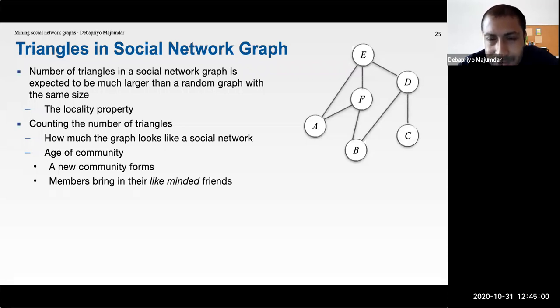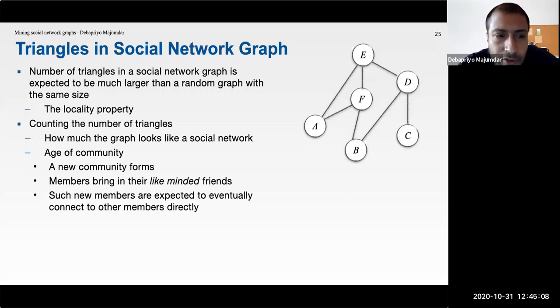Suppose in this case C is a friend of D, so C joins, and then eventually such new members are expected to connect with other members directly like this. And even the already existing members in this community are likely to get to know each other, and become friends with almost everyone. So the community is likely to become more and more dense with age, right? This means that the density of triangles in a social network can be very useful, and it gives you an idea about how mature a community is, whether it is already matured and functional, and so on. This can be one way of doing it.